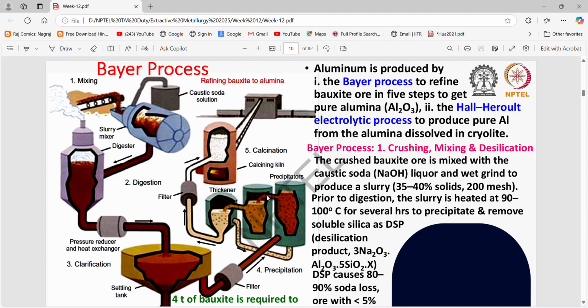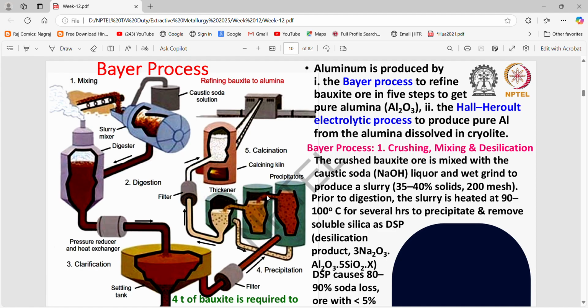So in the first step, we generally go with the Bayer's process for the recovery of pure alumina from bauxite ore, because bauxite ore has an impurity content of around 50 to 60%. Only 40% alumina is there.